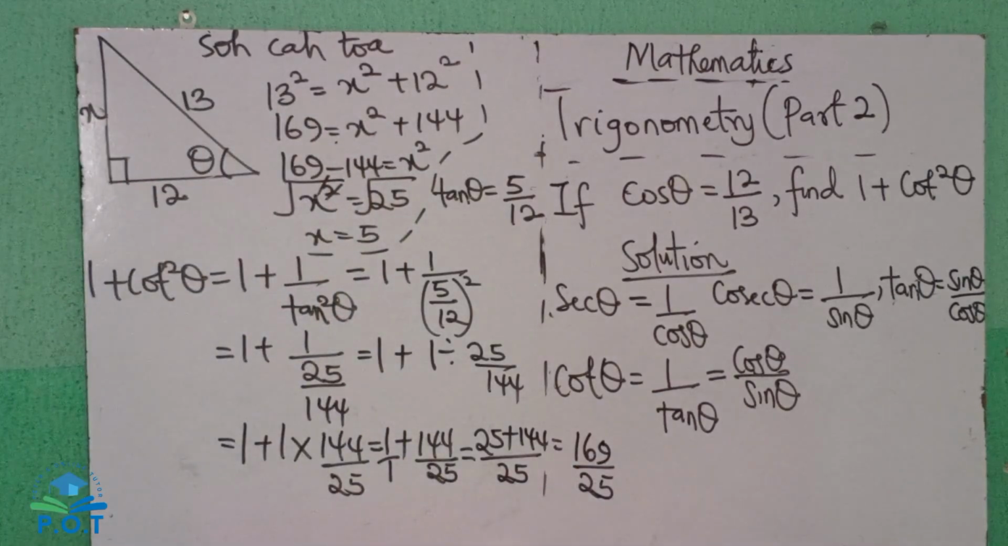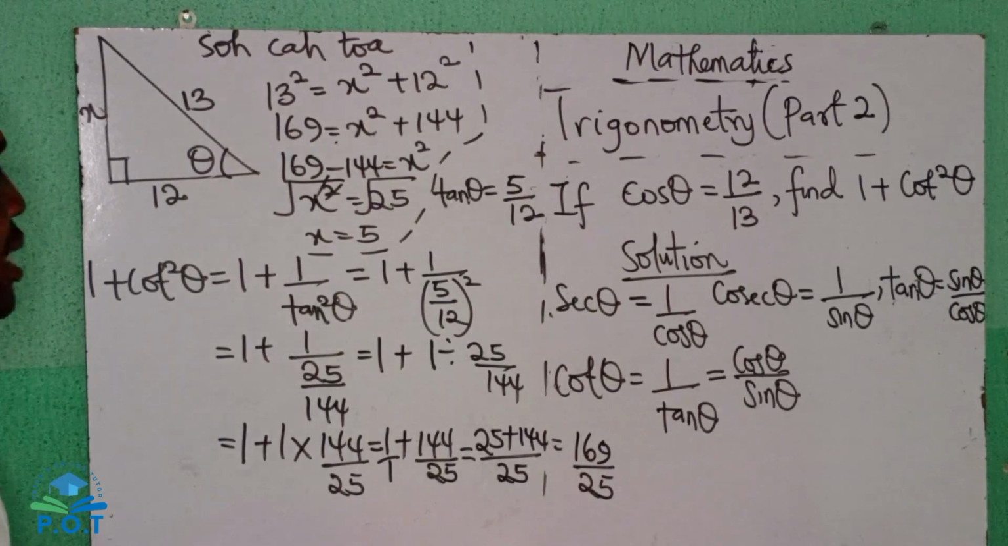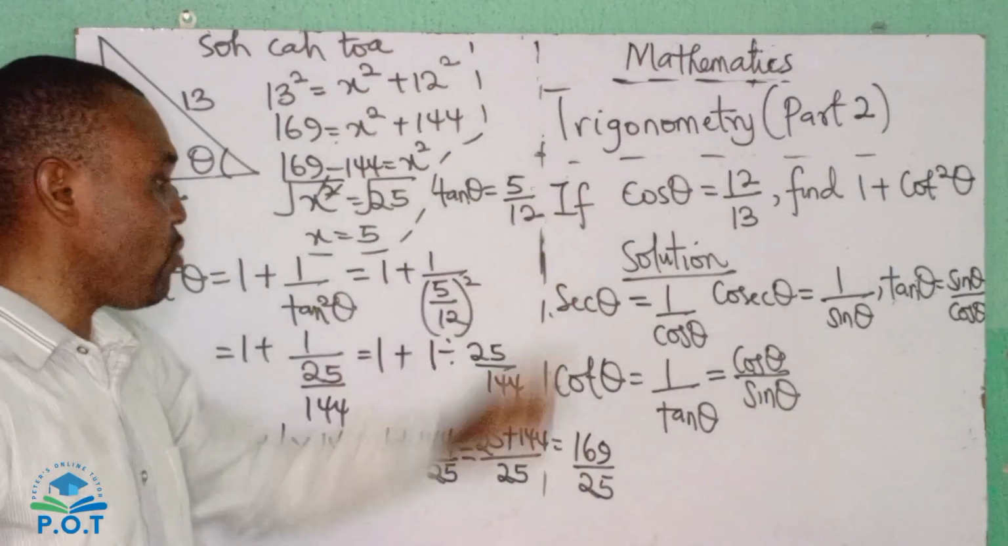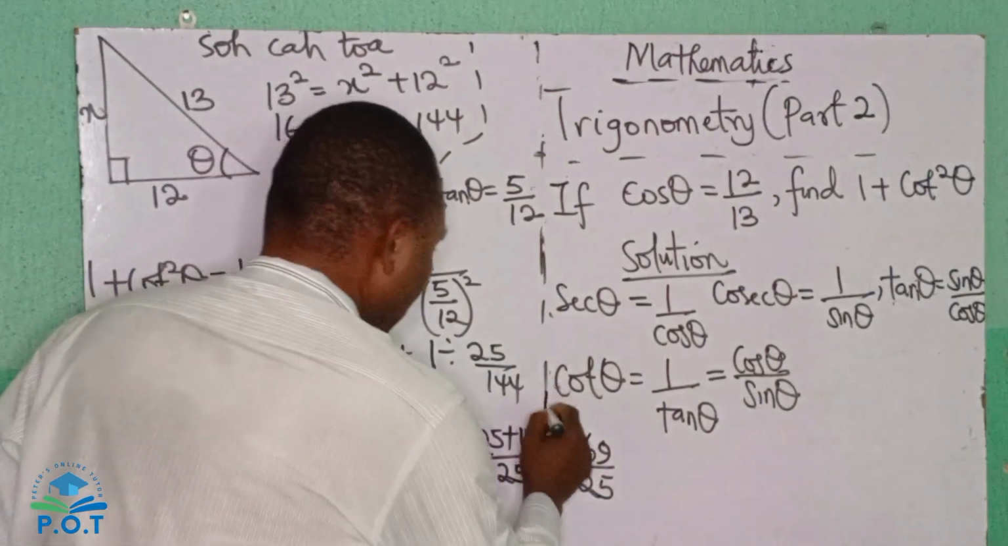So the answer to this particular question, 1 plus cot squared theta, if cos theta equals 12 over 13, is 169 over 25.